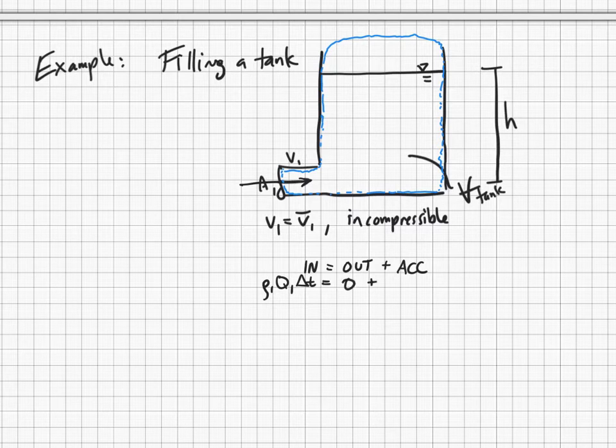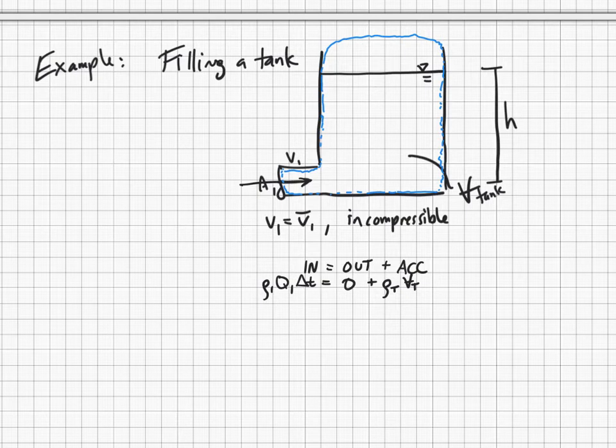What about accumulation in our control volume? Do we have more at time 2 than we do at time 1? It seems like we probably do. So how much is in that tank? It's going to be the density in the tank, let's call that rho T for tank, times the volume of the tank. Density times volume gives you mass.